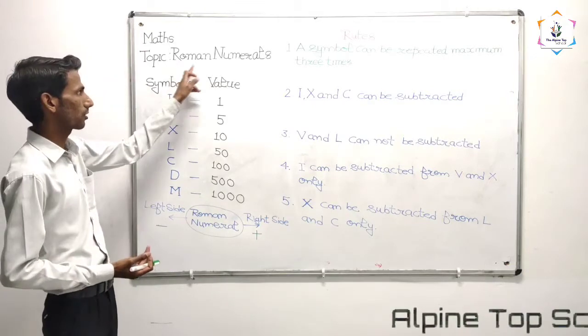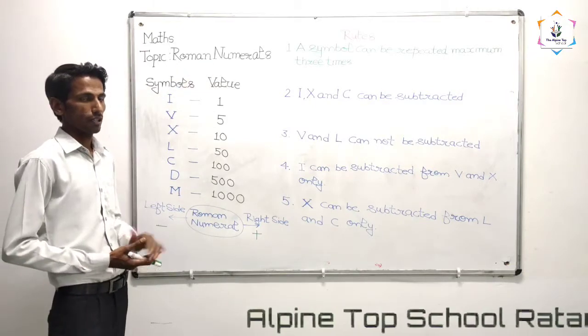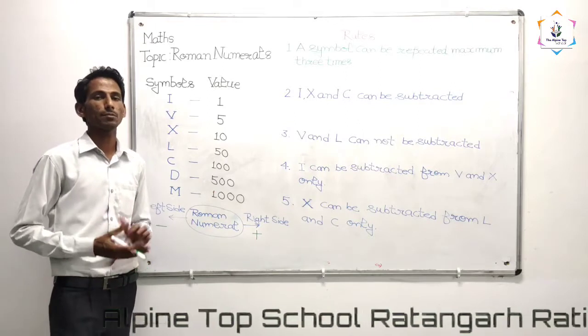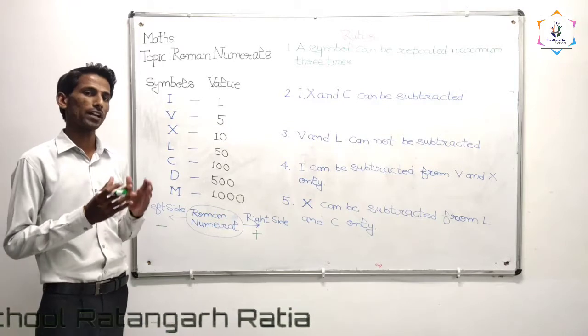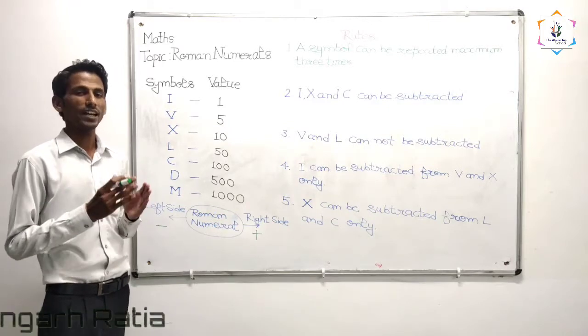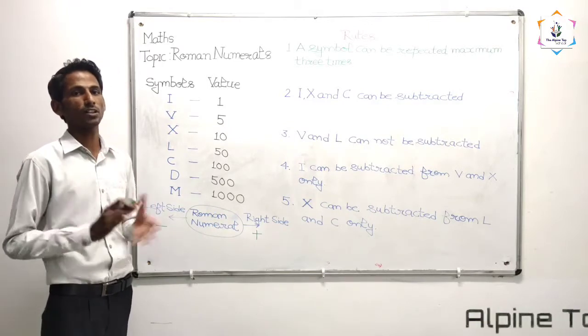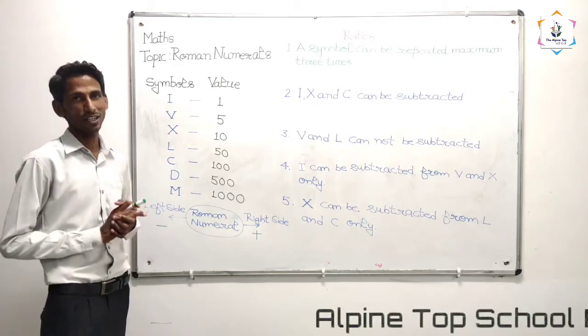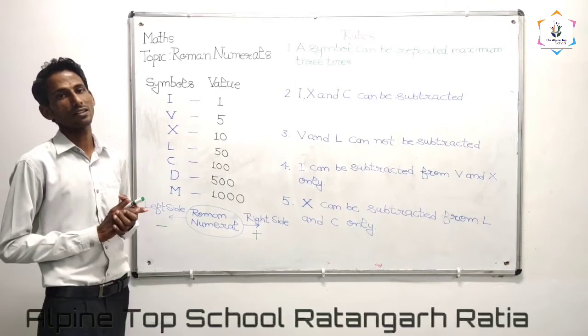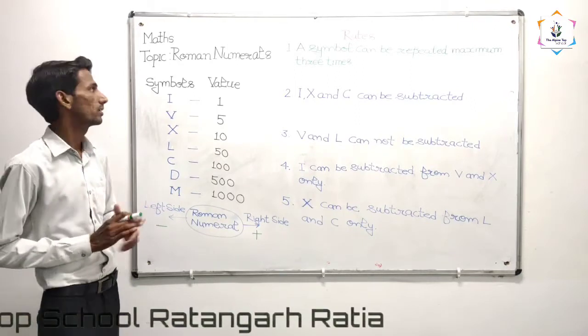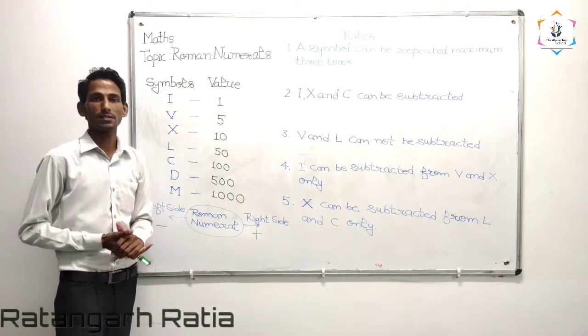The name of the topic I have already mentioned on the board. Now the first question is: what is the meaning of Roman numerals? Roman numerals is a system to write numbers with the help of some symbols, and this particular system dwelt in ancient Rome. That particular system is known as the Roman numeral system.